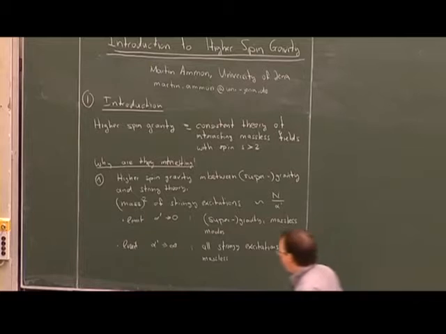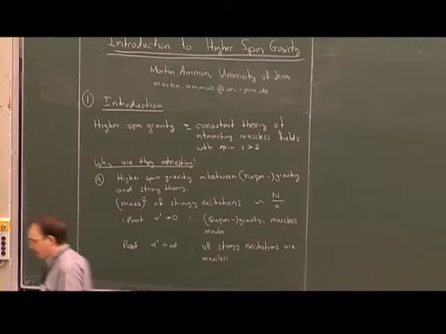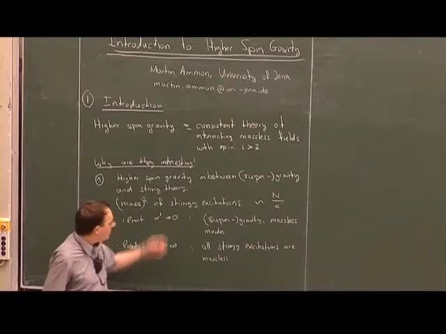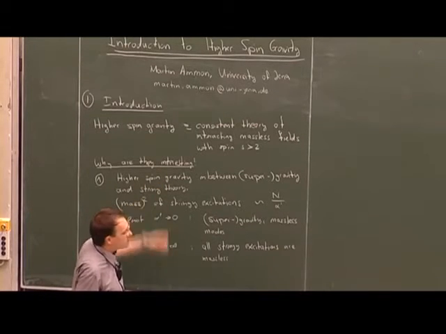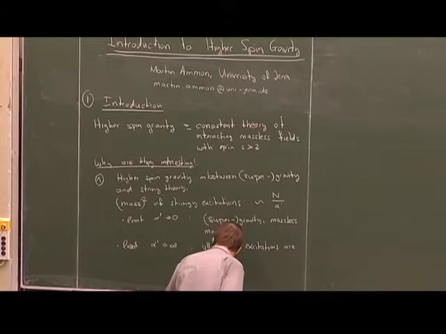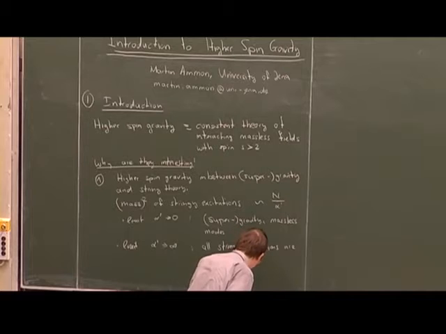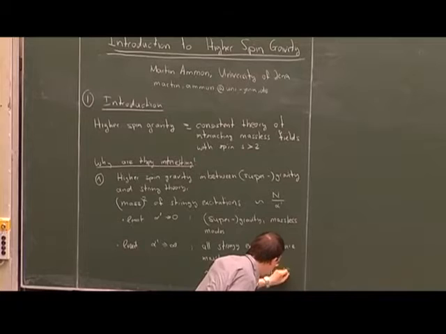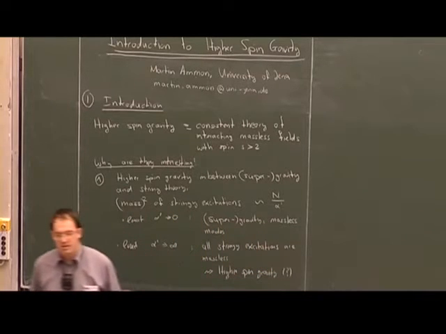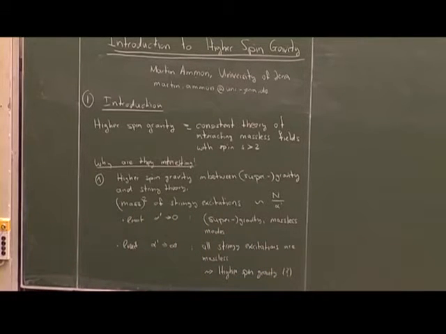So the question now arises, in this limit alpha prime going to infinity, does string theory really reduce to higher spin gravity? And let me put here a question mark, because this is not clear. I think most of the people in the string community believe it, but it's pretty hard to make this statement precise.